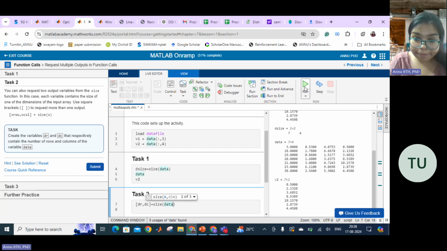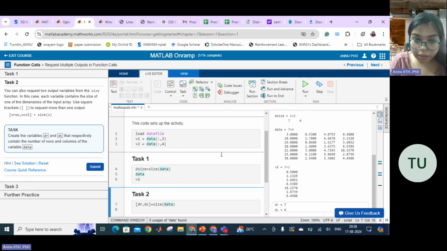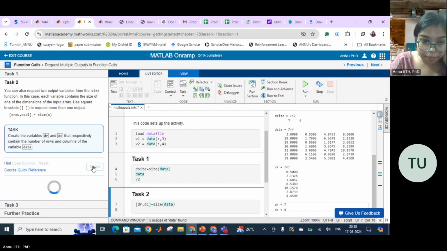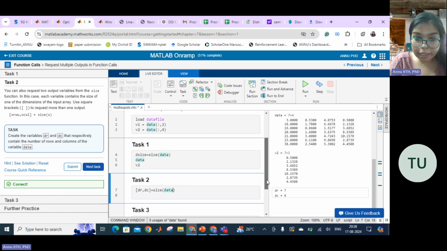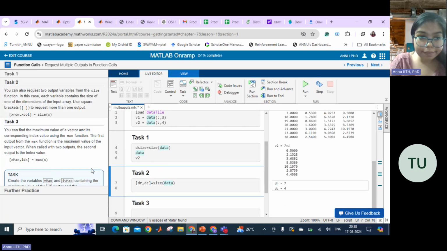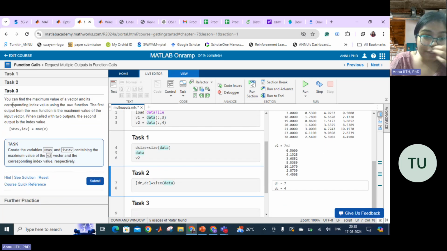Let's first run this. So dr and dc. Let's see that. Okay, it's correct only. Now let's go to the next task. So it is showing you can find the maximum value of a vector and its corresponding index value using the max function. So you can see the max is a built-in MATLAB function and it is also returning the vector. But when we started with MATLAB, we saw what is vector, what is scalar, and what are the arrays, because it is utilized here.